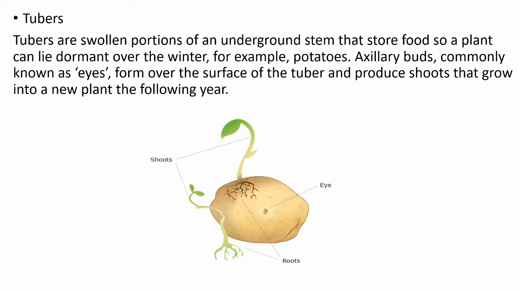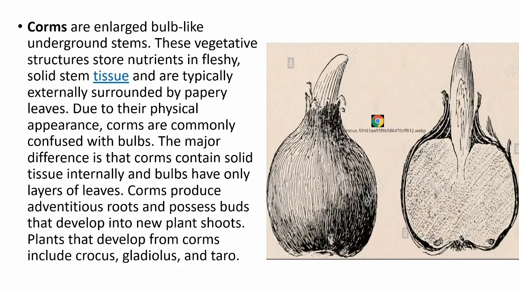So from this tuber you have axillary buds, which we commonly call the eyes. They will form over the surface of the tuber. When they form over the surface of the tuber, they will produce a new shoot. That is, another new shoot will start growing. Then it grows into a new plant in the following year. So if you have a potato at home, you keep it in a cool place, you can have tiny eyes. There you now have new shoots coming out from the main tuber. Then you have a new plant from the tuber.